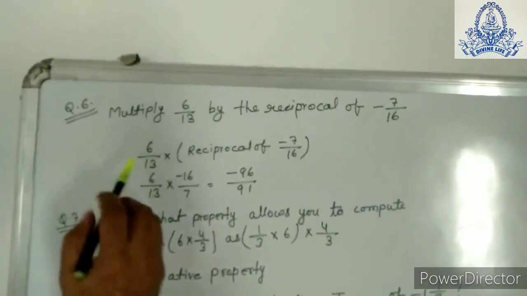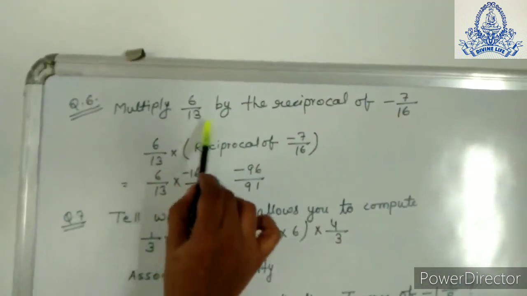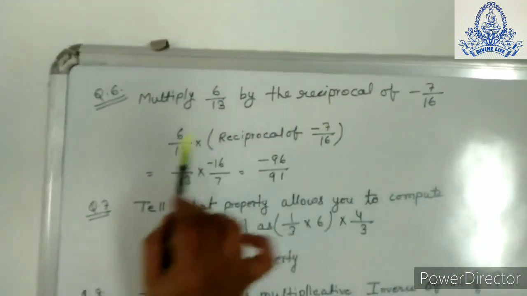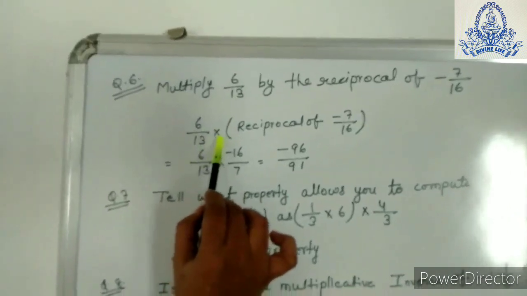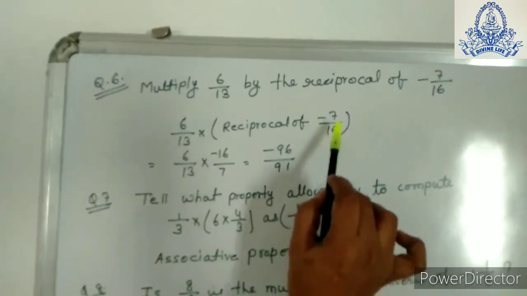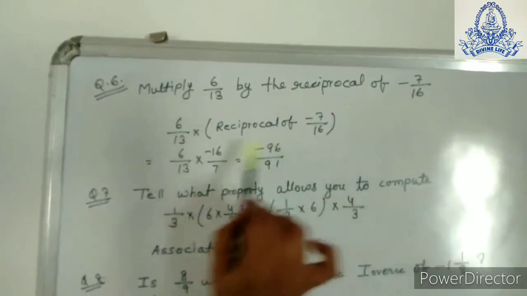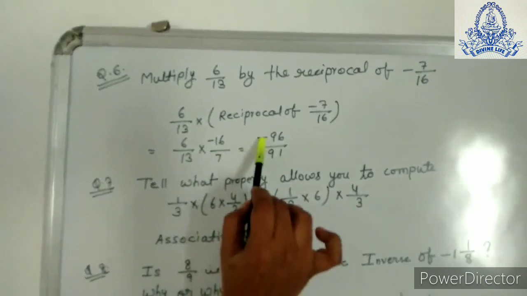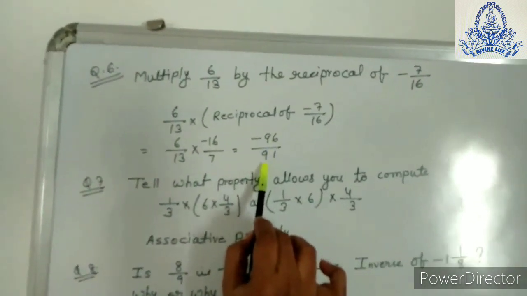Question number 6, multiply 6 upon 13 by the reciprocal of minus 7 upon 16. Now here 6 upon 13 is multiplied with the reciprocal of minus 7 upon 16. Reciprocal of minus 7 upon 16 is minus 16 upon 7, and the result is minus 96 upon 91.